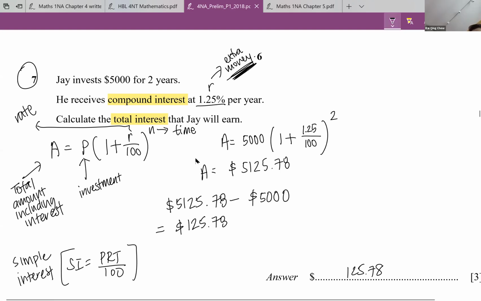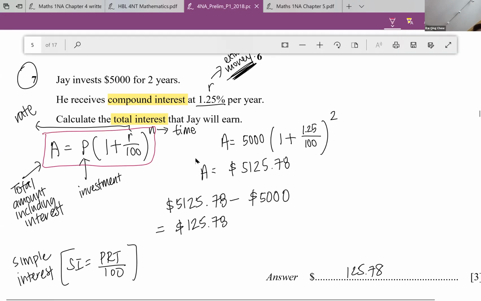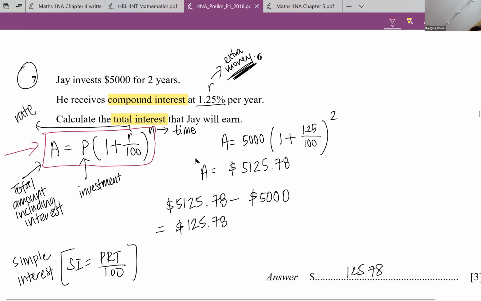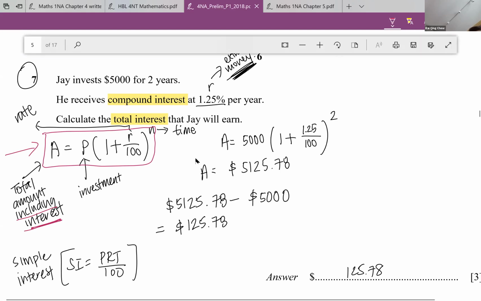Okay, so I start off with the formula, because I know this is a compound interest question. So I must know this formula, which is given in the paper, the formula sheet. But this total amount A includes interest. Now the question wants me to find the total interest. So the only way to find the total interest is to find out the total amount I have in the bank after 2 years, with this formula.